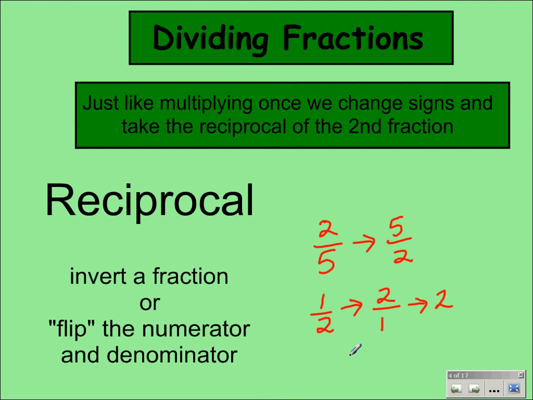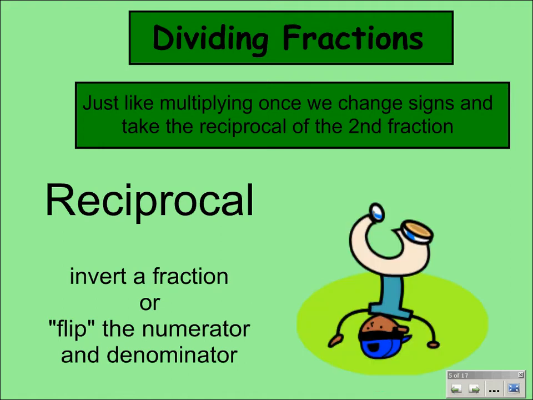Same thing goes for a whole number. If I had a whole number such as 3, and I was to invert this fraction and get the reciprocal, which means it would normally be over 1, this would give me 1/3. So we can understand that taking the reciprocal, or inverting the fraction, all it does is flip it over.